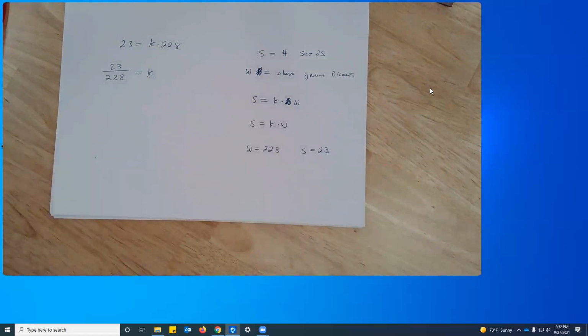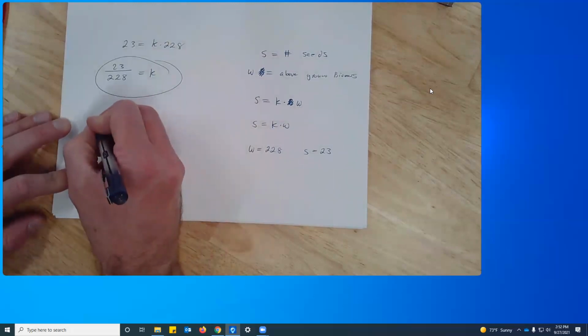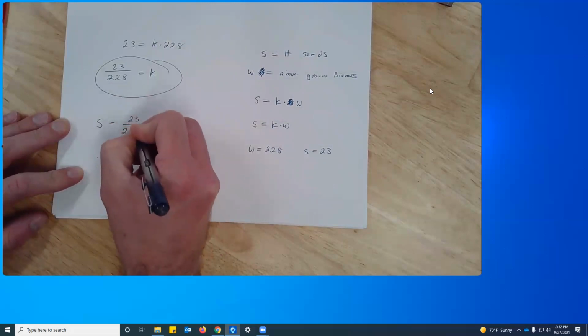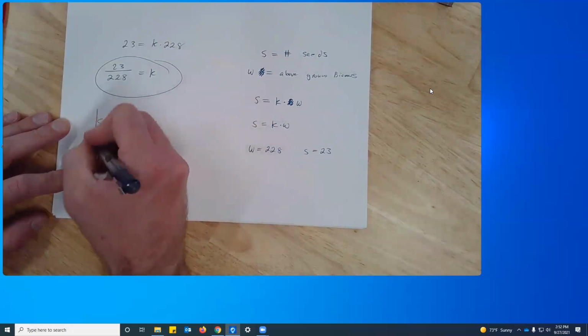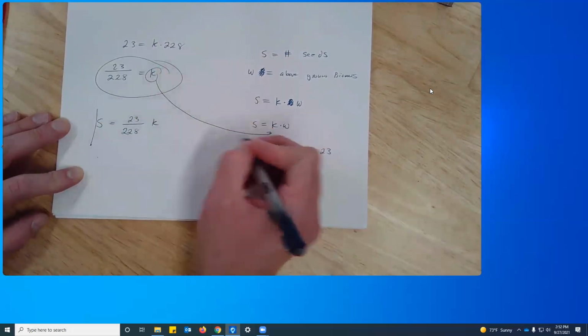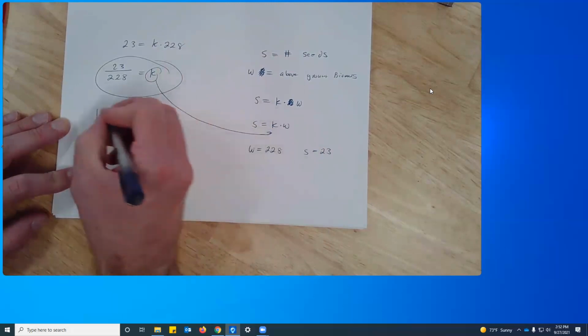On the other hand, if it was like 23 over 230, we would simplify that to 0.1 or 1/10 or whatever you felt was convenient. But this is kind of it. So then our relationship is S equals 23 over 228 times W. Apologies, right? I'm plugging in for K, not for W. Sorry, I know it looks awful.